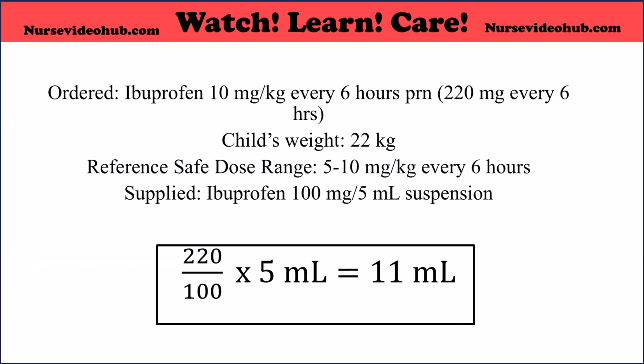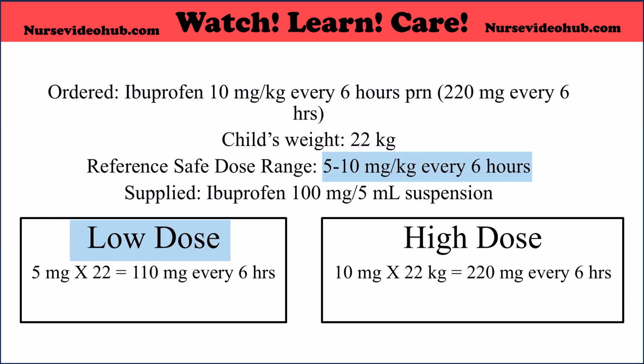Now fill in the formula. The desired is 220 milligrams. The have is 100 milligrams. The quantity is 5 milliliters. 220 divided by 100 times 5 equals 11 milliliters of suspension to administer. Now you must determine if this is a safe dose within the low and high ranges.